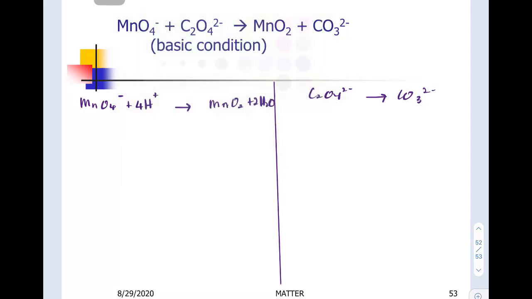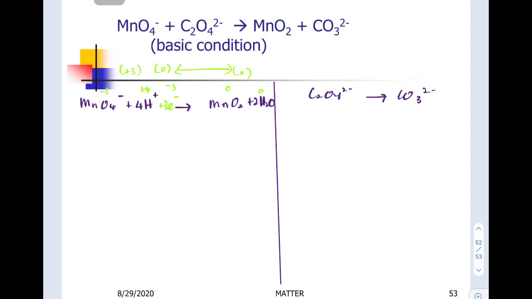Balance the charge. This is -1 plus 4. Total is plus 3. As for the right side, 0. Since the left side is more positive than the right, we will add electrons to this side. How many electrons we need to add is 3 electrons. When we add 3 electrons, we recalculate the total charge. Now it turns to 0, which is the same as the right side. Then we move to the second half equation.